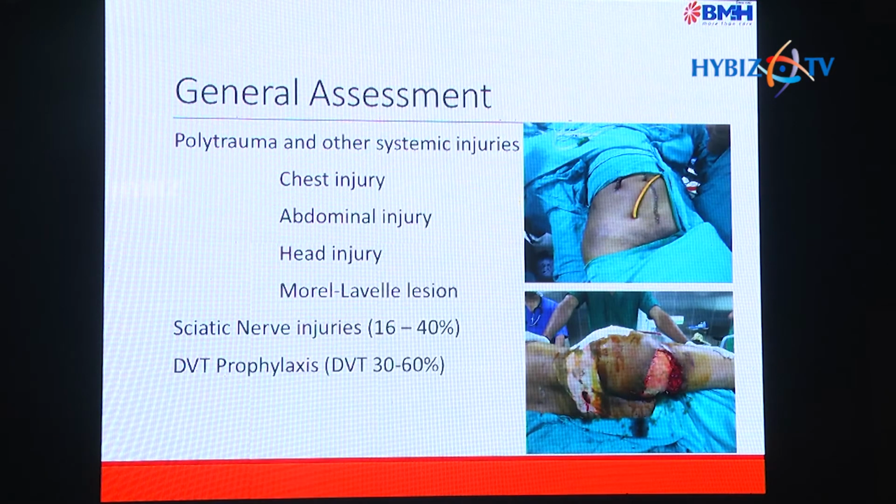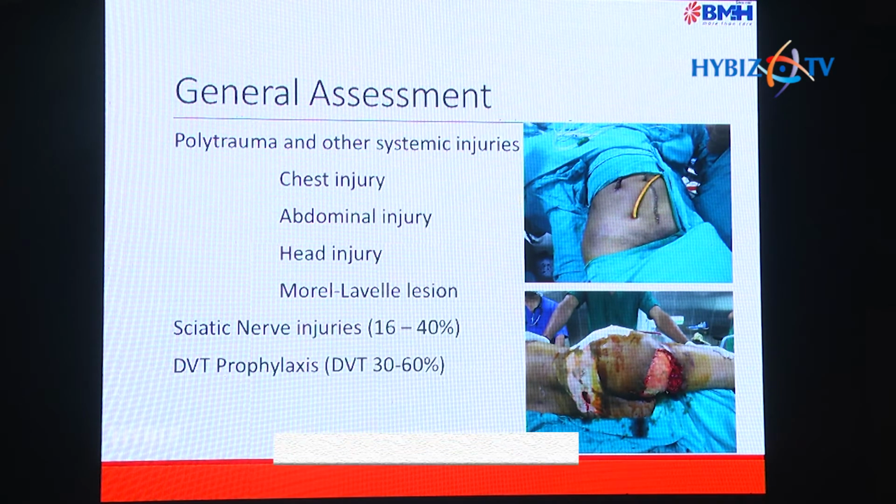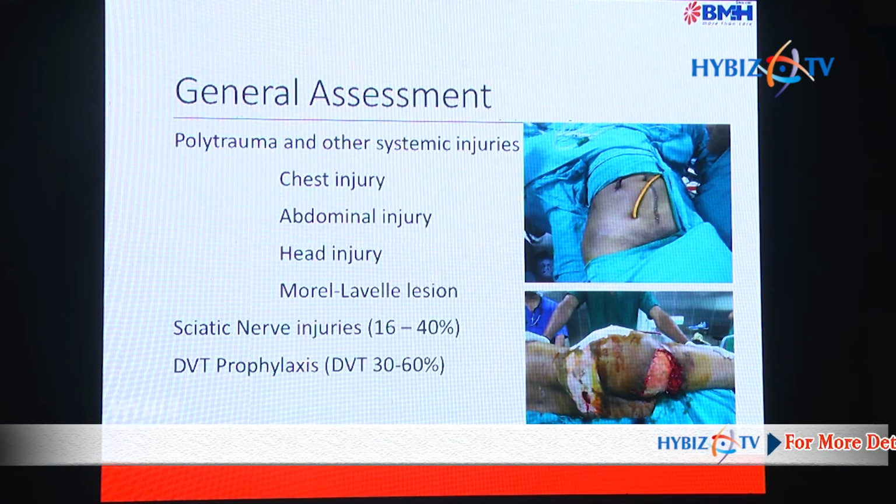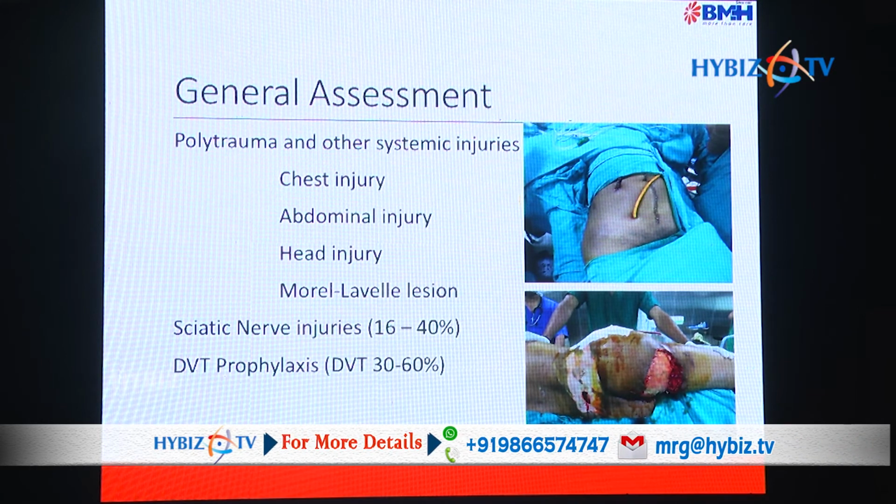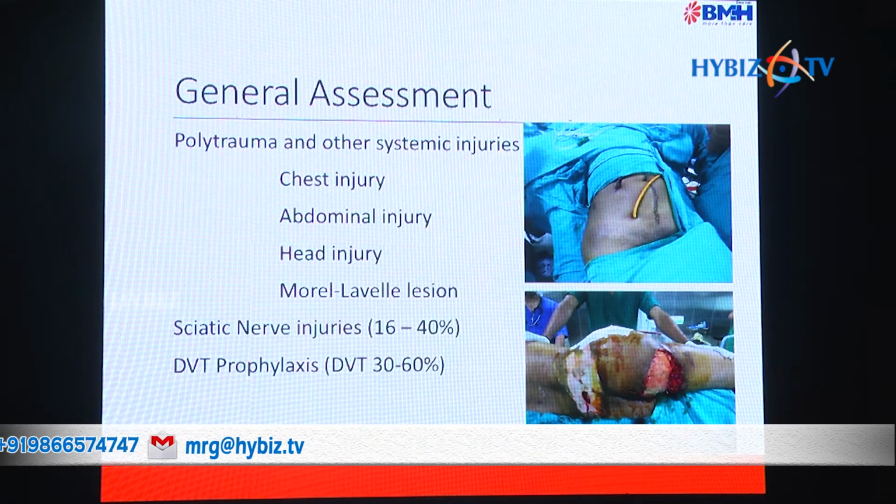For general assessment, these are usually polytrauma patients, but the priority first goes to chest injuries, abdominal injury, head injury, and soft tissue problems. Sciatic nerve injury occurs in up to 40%, mainly in posterior column or posterior wall fractures. And if you are planning surgery more than 1 week later, it is always better to give DVT prophylaxis because DVT is very common in pelvic injuries.